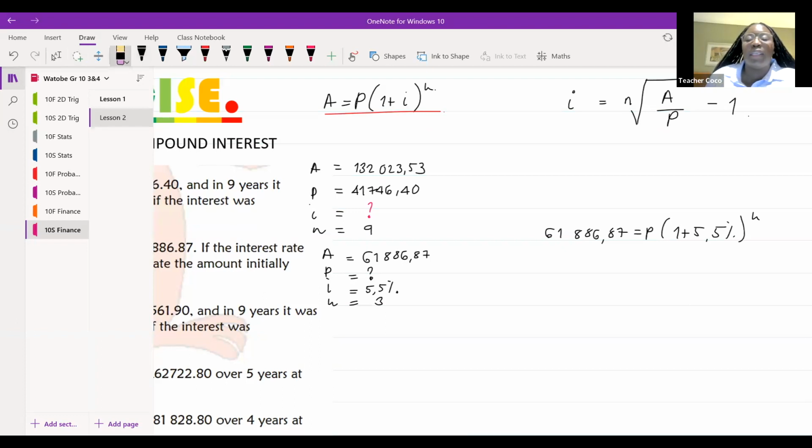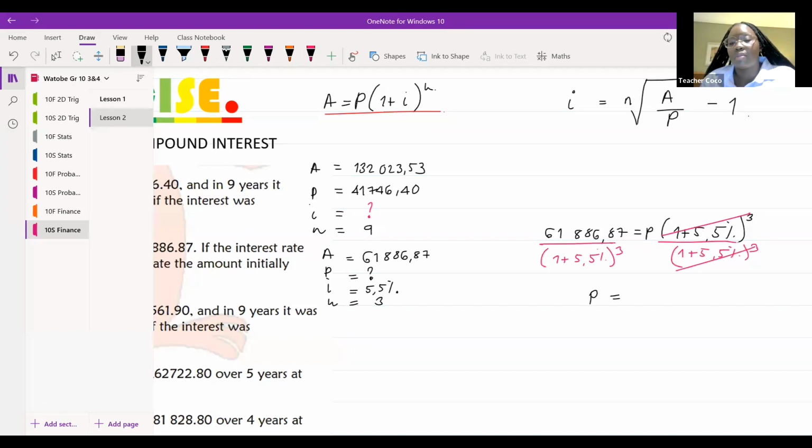Now I want P. How do I make P the subject of the formula, Asbonge? I divide by 1 plus 5.5% exponent 3, and I do that on both sides. Yes, 1 plus 5.5% exponent 3 cancel. So what is P equal to? I got 52,703.70. Correct. Very well done, Asbonge.